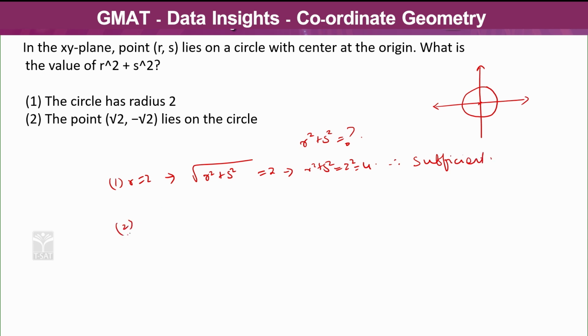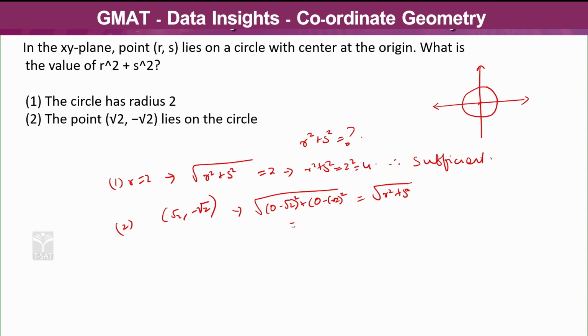And they are saying that point root 2 comma minus root 2 lies on the circle. If root 2 comma minus root 2 lies on the circle, the distance from the origin, that is the center of the circle, to a point on the circle is always going to be its radius. So we can say that 0 minus root 2 whole square plus 0 minus of minus root 2 whole square, this whole square root is equal to root of r square plus s square. They are both equal to the radius.